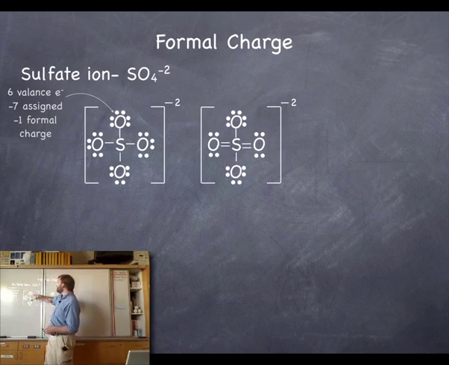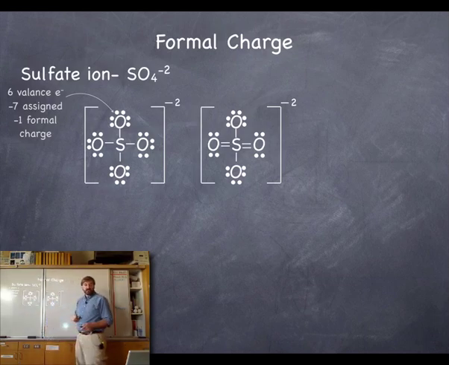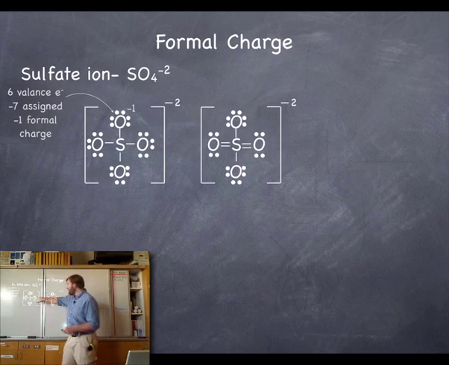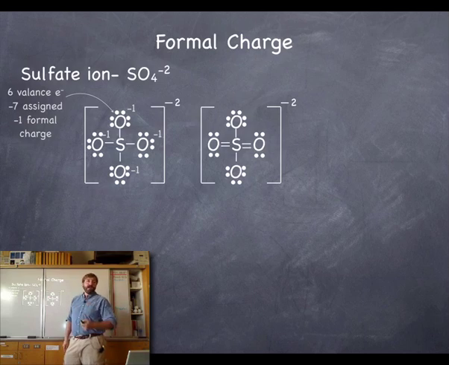So we take the number of valence electrons it would normally have, and we subtract the number of electrons we've assigned, and that tells us the formal charge. This oxygen has a formal charge of -1. All the oxygens have a formal charge of -1 because they're all exactly the same. 6 lone pair electrons, 1 electron from the bond.